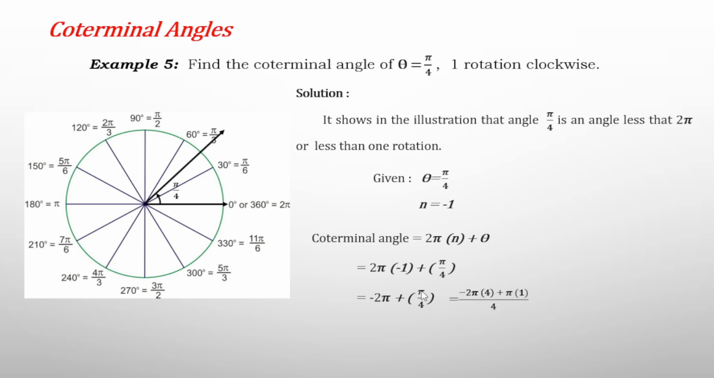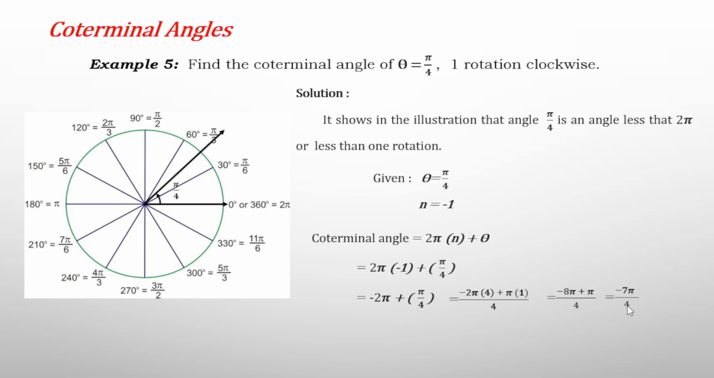times the numerator pi. So if we're going to simplify the numerator, negative 2 pi times 4, that is negative 8 pi, and pi times 1, that is pi, so that we have plus pi. If we simplify further, negative 8 pi plus pi divided by 4, that is equal to negative 7 pi over 4.